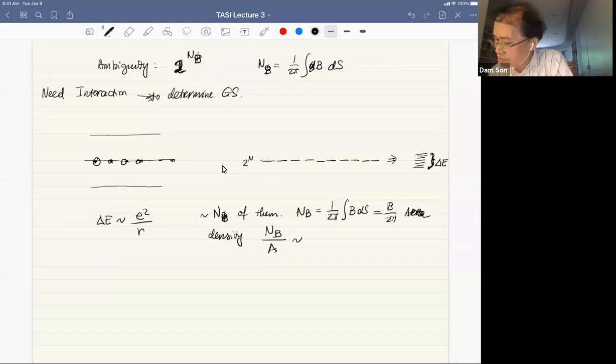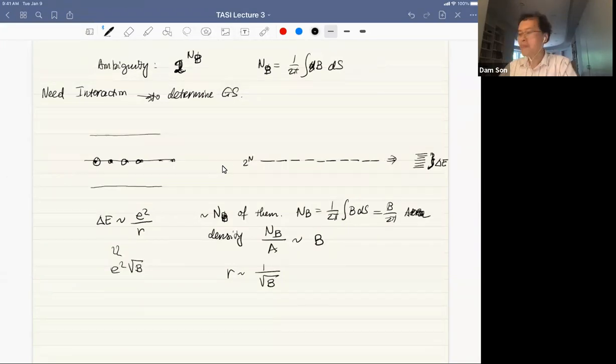And so the density of these particles is B. The distance between neighboring particles is 1 over the square root of B. And so this one is E squared times the square root of B. That's the amount of spread that we expect to have. That estimate, since it is just an order of magnitude estimate, we obviously cannot calculate the prefactor.